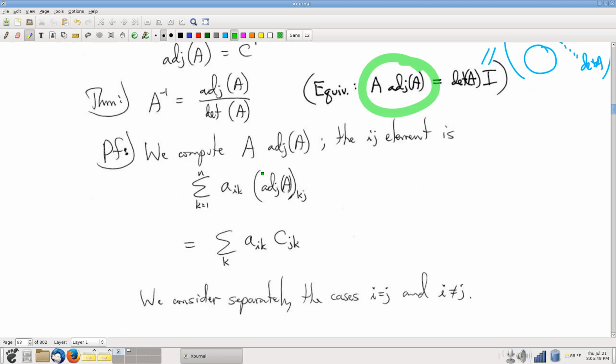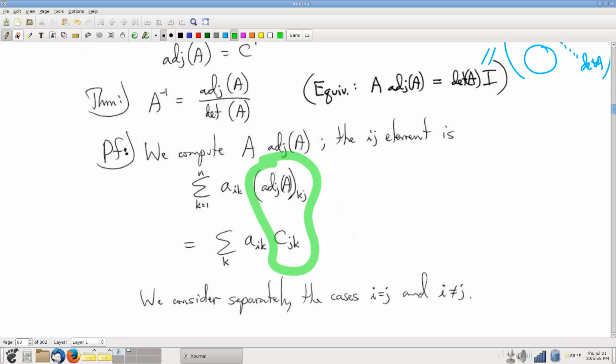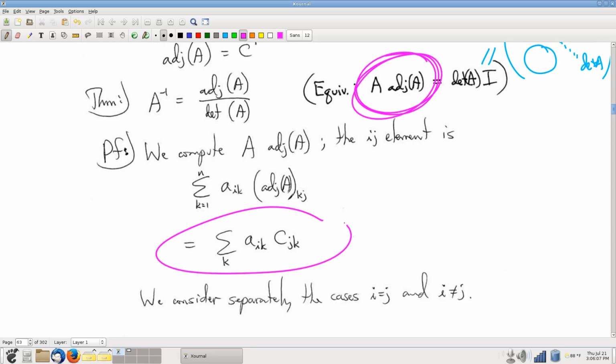Okay, and don't forget now, the adjoint is the transpose of the cofactor matrix, and so column number becomes row number, and row number becomes column number. Okay, so in this product that we're interested in, here is a formula for the ijth element, and let's keep track of what's going on here.